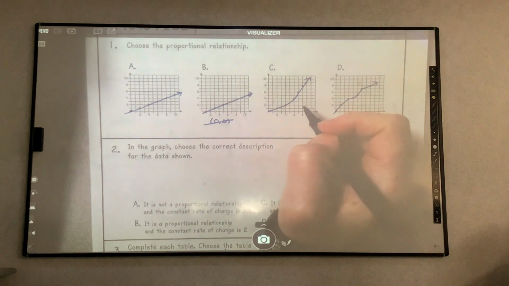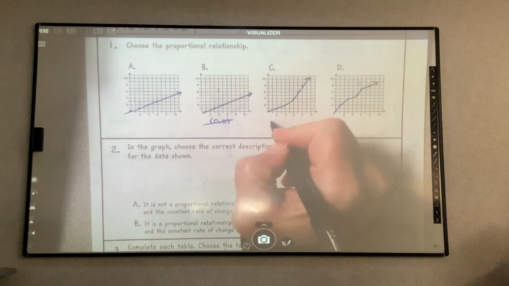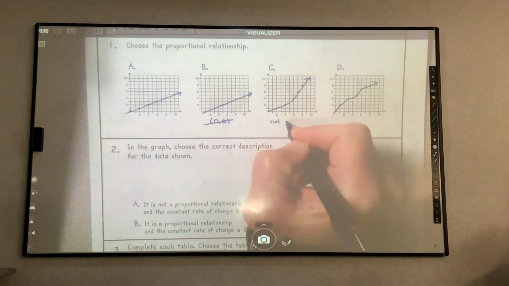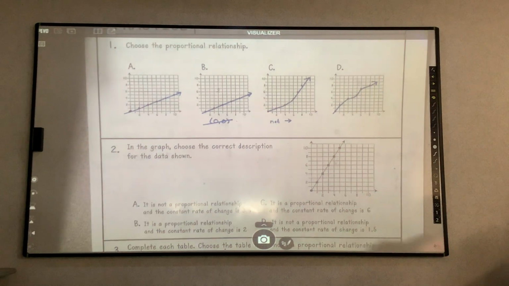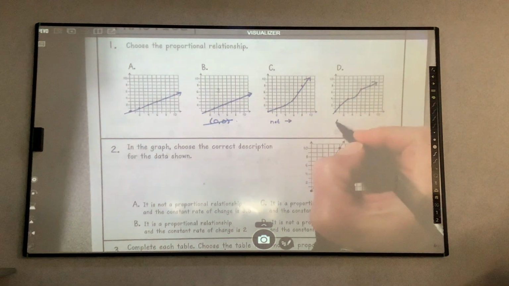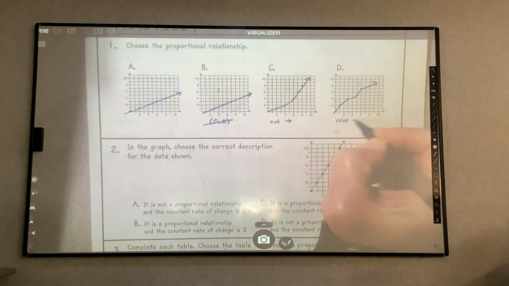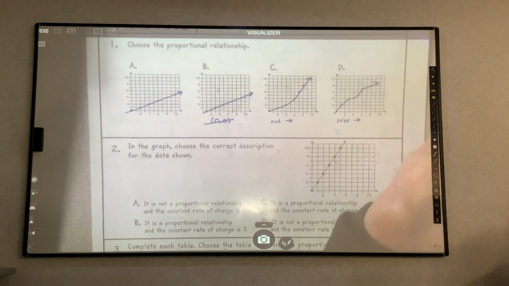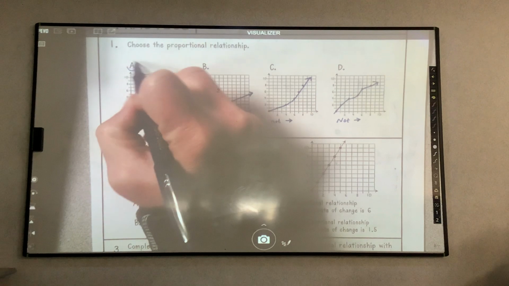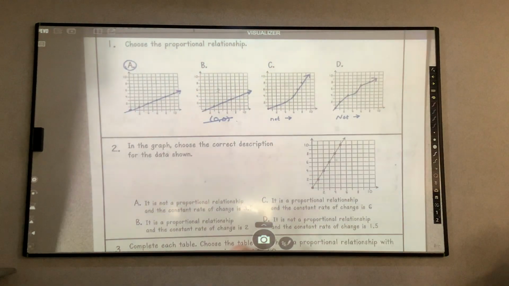What's wrong with C? It's not a straight line. And I'm just gonna draw that for a straight line. What's wrong with D? Not a straight line. So my answer has to be what? A. Okay. Now we're gonna do a little bit more with this.